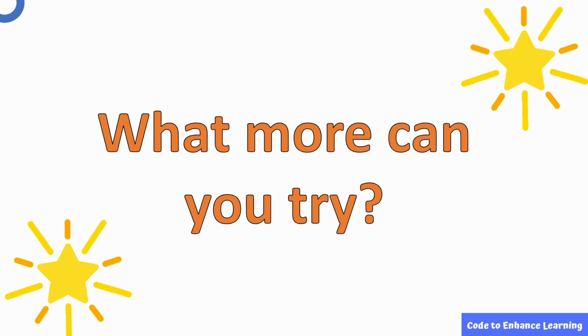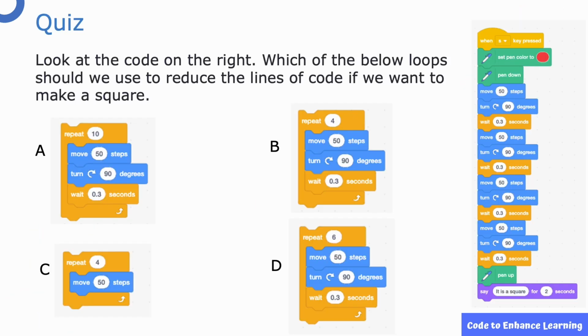Let's test your understanding now. Look at the code on the right. Which of the below loops should we use to reduce the lines of code if we want to make a square? Pause and try to answer. The answer option is B. Hope you got it right.